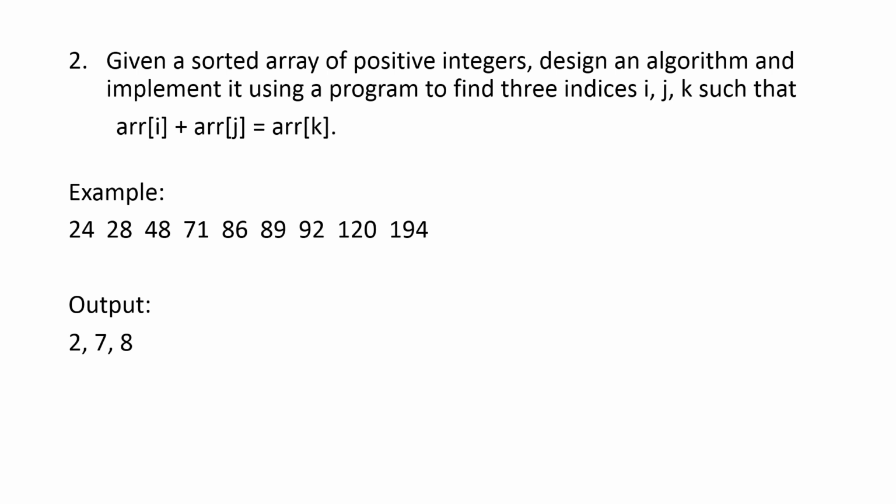Now you can see here that 120 is present in the given sorted array. So I am getting array of i plus array of j equals array of k, that is 28 plus 92 equals 120. So I got it here. Now I have to print the indices of these elements. That is 2, since 92 is at index 7 and 120 is at index 8. So now you have to print 2, 7, 8.